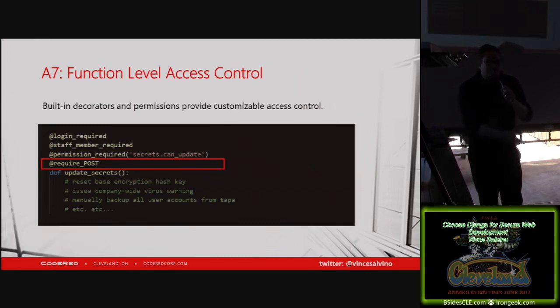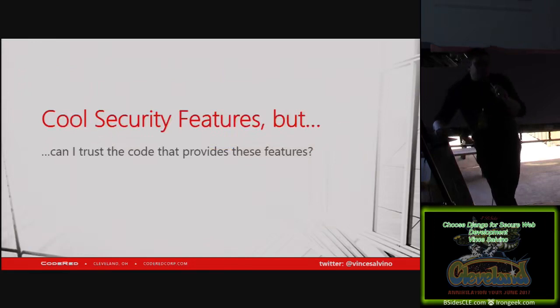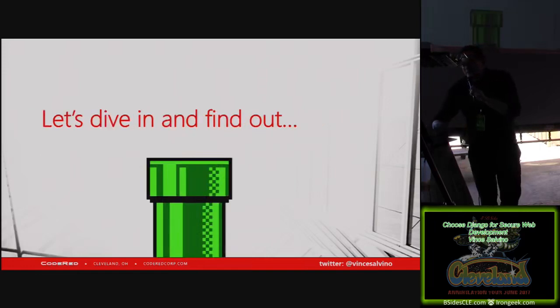So function level access control, there's a ton of these. There's probably hundreds of them in Django. Everything from network restrictions, you can restrict host names, you can restrict user permissions, all kinds of stuff. So these are some really cool security features, right?